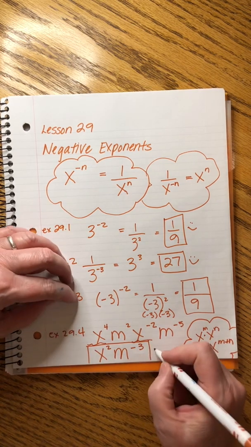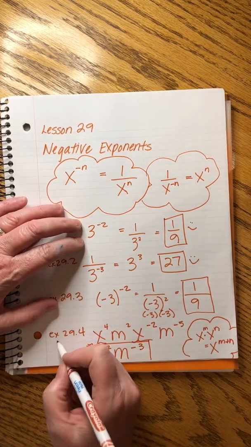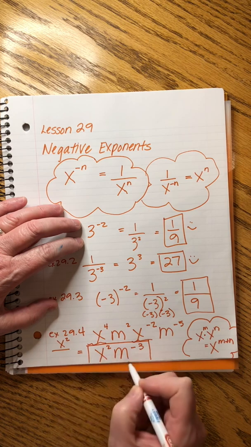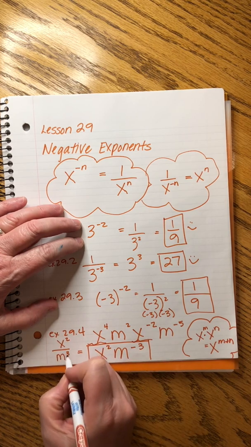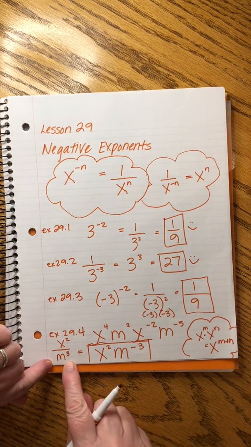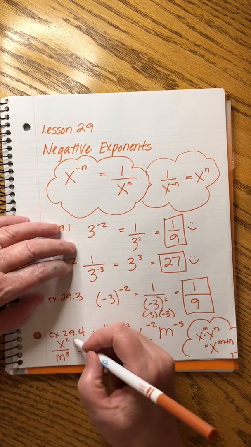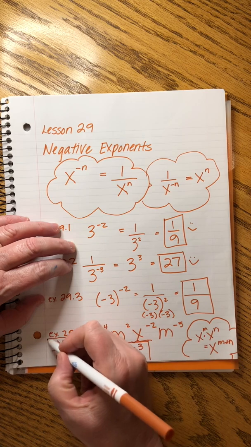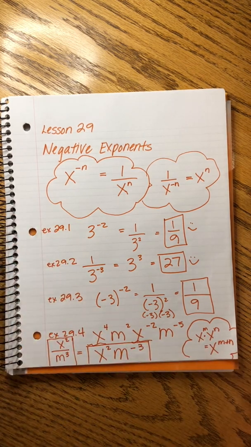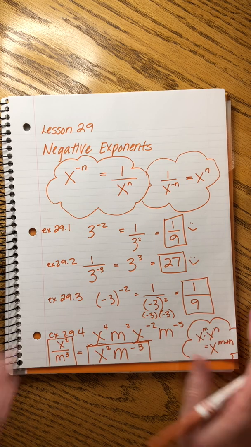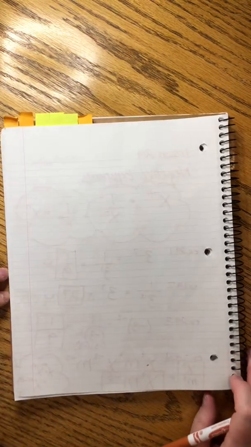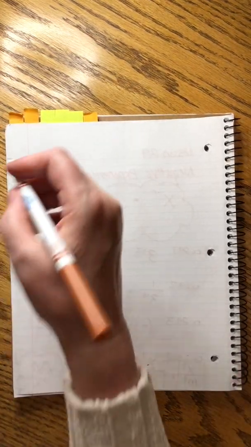If we wanted to, we could rewrite this as x squared, and then we could flip m to the third down on his trapeze. See, this guy got flipped down, this guy stays up. This is another answer for this problem that's equally acceptable. Here's the thing about negative exponents. They aren't necessarily bad. So we don't have to make them go away if we don't want to. Good to know.